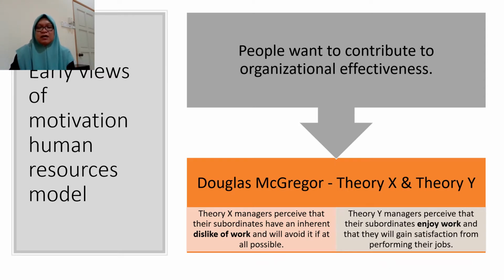So theory X assumes that people don't like to work. So whenever we don't like to work, of course, we try our best to avoid doing the task. Well, for theory Y, managers perceive that their subordinates enjoy work and that they will gain satisfaction from performing their jobs. So this theory Y is contrary to theory X. In theory Y, the subordinates, the employees, enjoy working. So whenever they do the task, their activities, they will gain satisfaction. They're always looking to do their job.